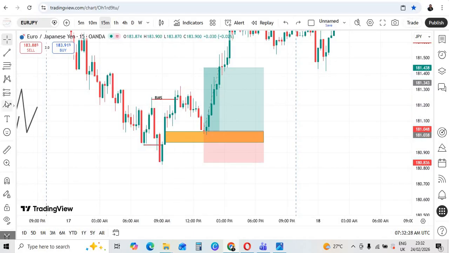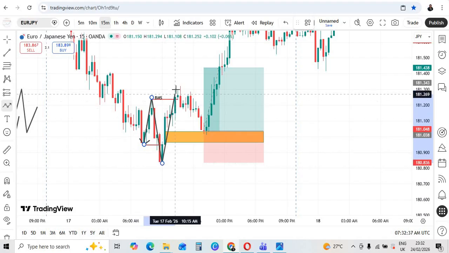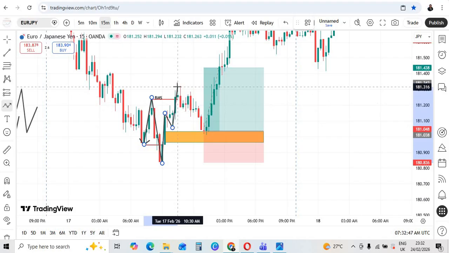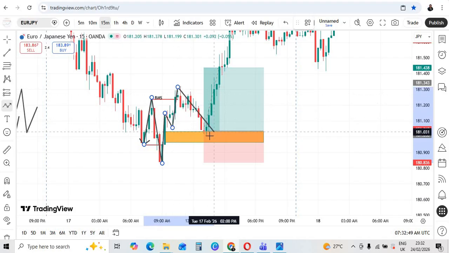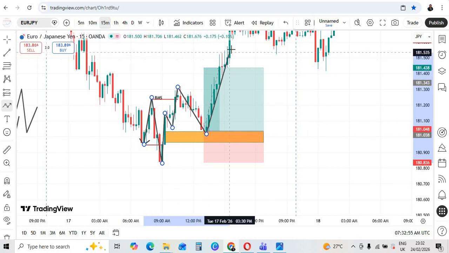So we have this sweep. Then we had a break. Okay, before the break, we had this high and low. Can you see? Then we had a break. Then price came back to use this as liquidity. Can you see? Before going up.